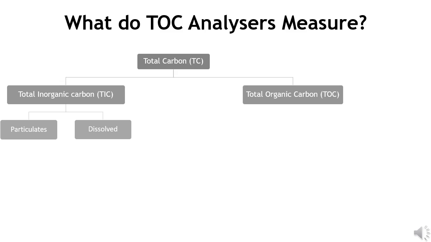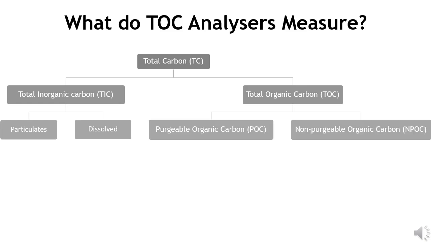Total organic carbon comprises of purgeable organic carbon and non-purgeable organic carbon. Purgeable organic carbon includes volatiles, whereas non-purgeable organic carbon includes the organic carbon that remains after acidifying a sample below the pH of 3 and purging the sample with air or nitrogen. Non-purgeable organic carbon then comprises of dissolved organic carbon if the sample has been filtered.